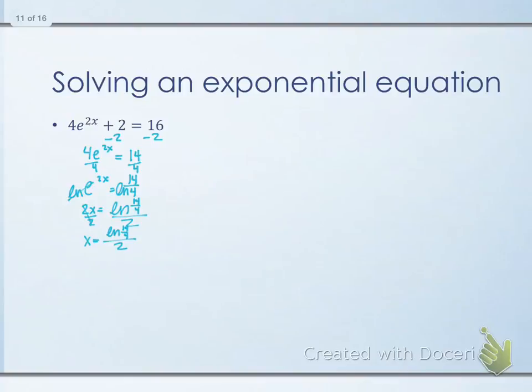So natural log of 14 divided by 4. I need to end my parentheses if I have them in there. I could press divided by 2 as long as this whole thing is together, or I could press enter and divide that answer by 2. So I should get 0.63.